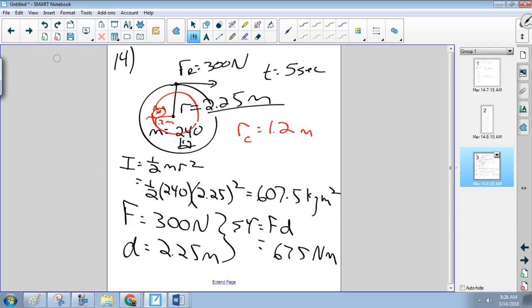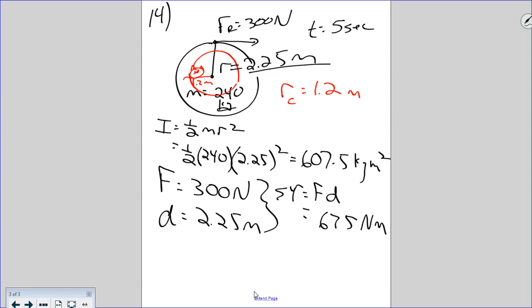All right. What else, you guys? Where should we go from here? Let's see. We know our net torque. We know our I. What should we find now, you guys? Yeah, the angular acceleration, right? So our angular acceleration should be torque over I, right?